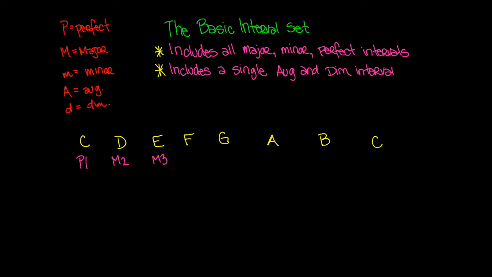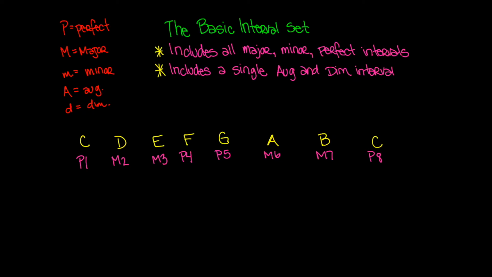The interval from C to F would be considered a perfect fourth. The interval from C to G is going to be a perfect fifth. The interval from C to A is going to be a major sixth. The interval from C to B is going to be a major 7. And finally, the interval from C to C, an octave away, we're going to call that P8 because it's an octave. So now we have the intervals of the major scale.